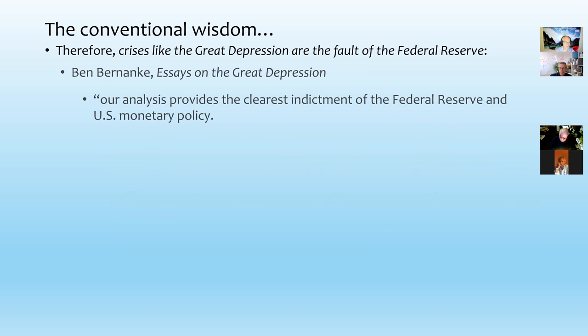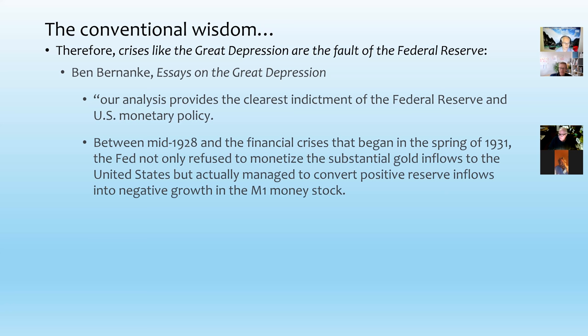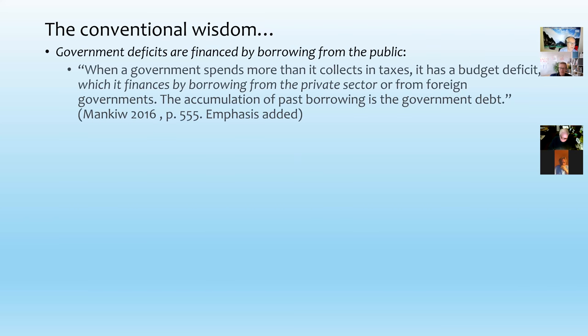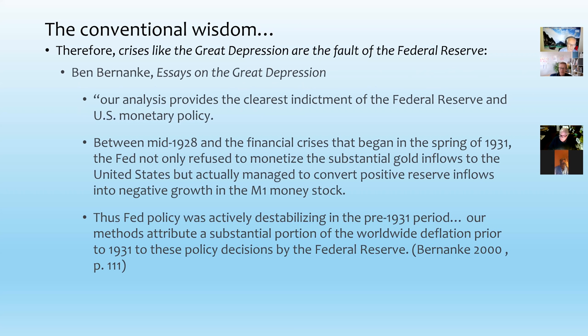And if you look at Ben Bernanke, who was, of course, the central banker in charge of the Federal Reserve during the 2008 financial crisis, in looking back at the Great Depression, he blamed the Great Depression on the Federal Reserve. And he said, between mid-1928 and spring of 1931, the Fed did not monetize gold inflows, didn't convert reserves into growth in the money stock. It was actually destabilizing. And then he finally said that the government was responsible for the crisis.